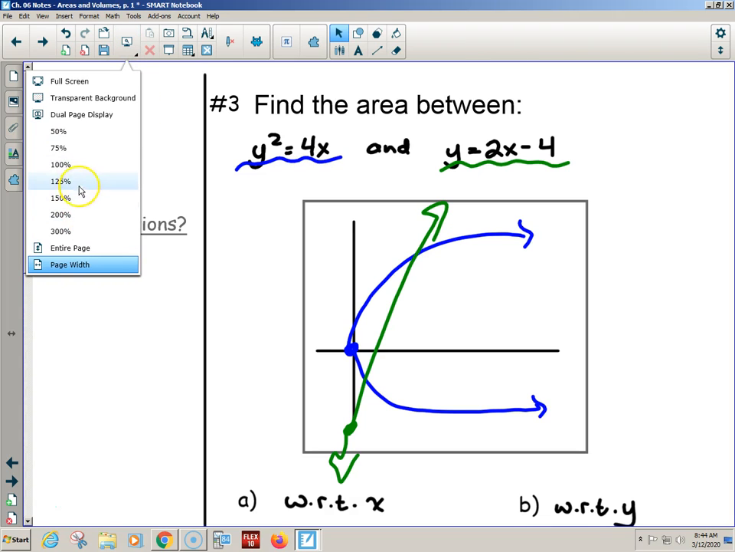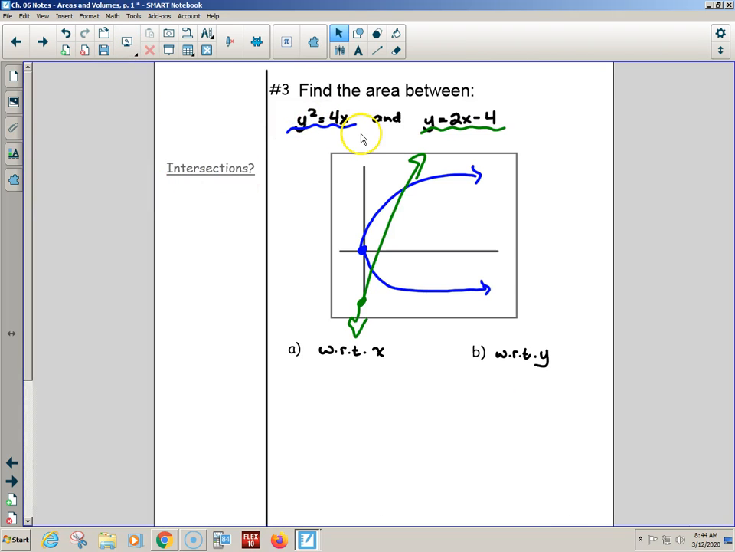The way this is given to you, y squared equals 4x and y equals 2x minus 4, what does your brain naturally think? Dx or dy? Just real quick. Dx. Because you're like, there's x's everywhere. But Kyle, you're like, but wait. Why are we stressing about that FRQ? Come back.